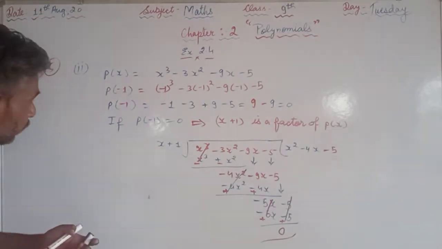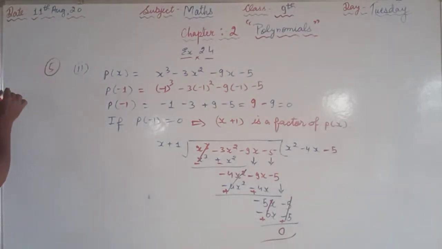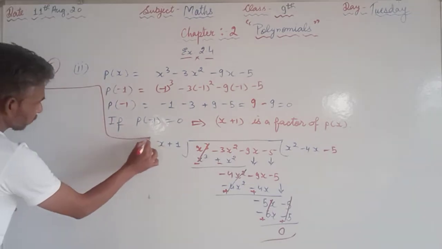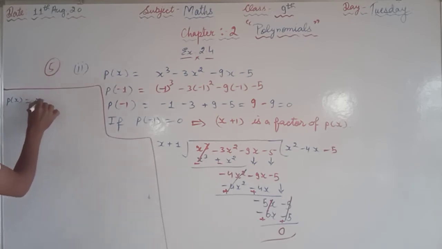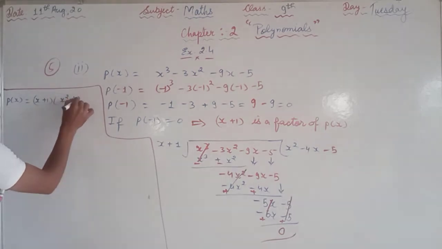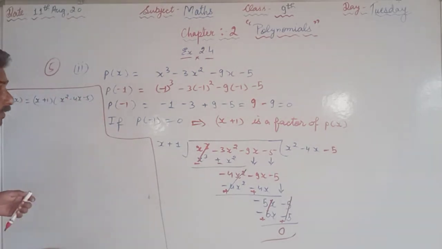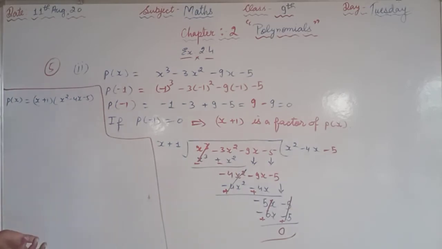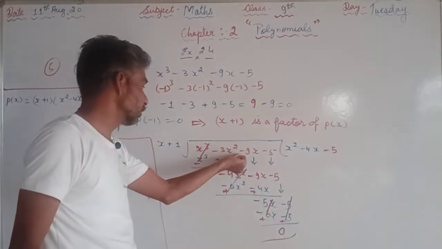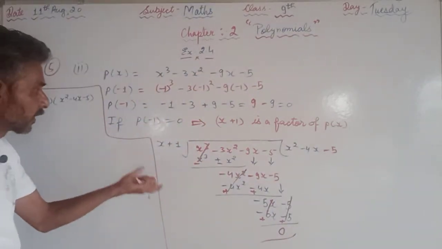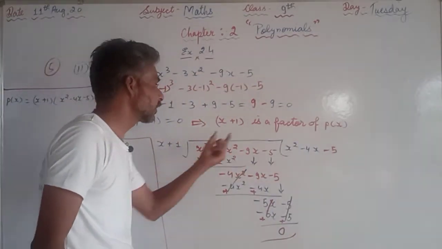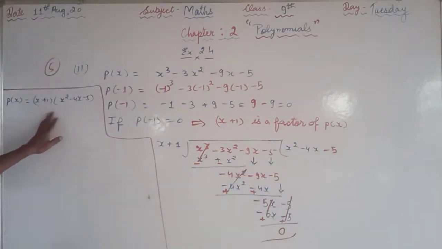Now the next step will be here, that we can write p of x is equals to x plus 1 into x square minus 4x minus 5 plus 0, because we have already read in our lower classes that dividend is equals to divisor into quotient plus remainder. Here remainder is 0, so we can write dividend is equals to divisor into quotient. So we have written the same thing here.